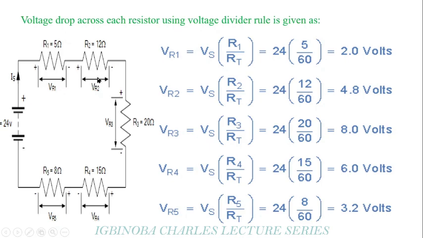Again, to calculate the voltage drop across R2, VR2 is Vs times R2 all over RT. When we do that, we get 4.8 volts. Again, VR3 is Vs times R3 over RT, and we have 8.0 volts. Then finally VR5 is Vs times R5 all over RT, which equals 24 times 8 all over 60, or 3.2 volts. We can notice from our solving that the resistance with the highest value has the highest voltage drop.